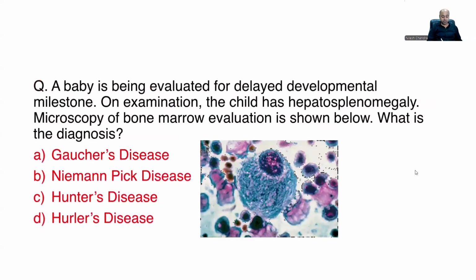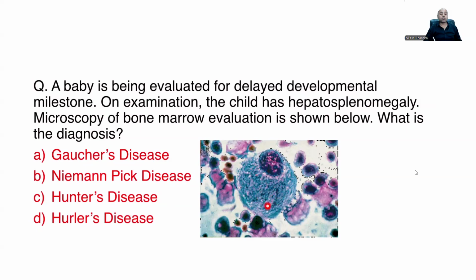Next question. A baby is being evaluated for delayed developmental milestone. On examination, the child has hepatosplenomegaly. Now, hepatosplenomegaly is one of the very important findings in clinical examination. It can be seen in a lot of cases. Microscopy of bone marrow evaluation is shown below. What is the diagnosis? Your options are Gaucher disease, Niemann-Pick disease, Hunter's disease, and Hurler disease.